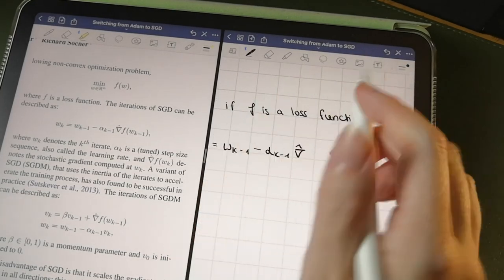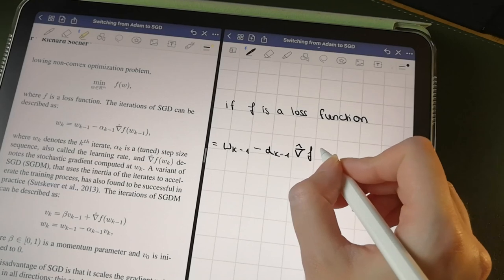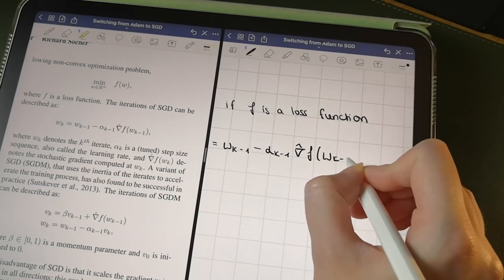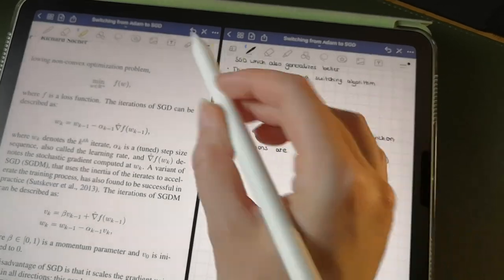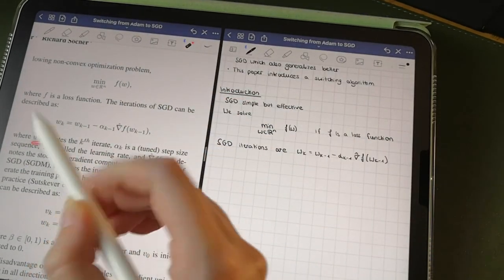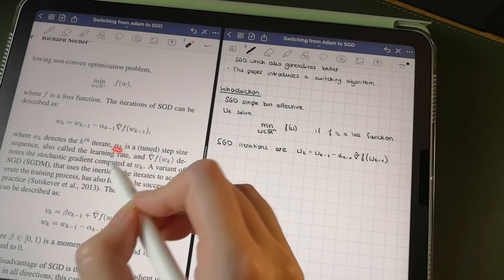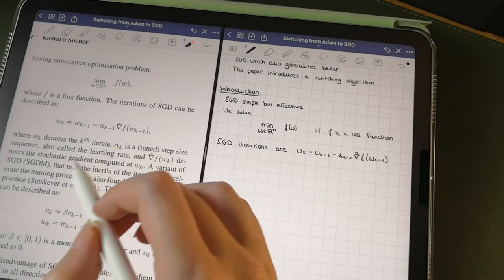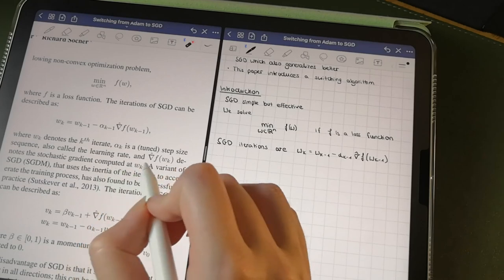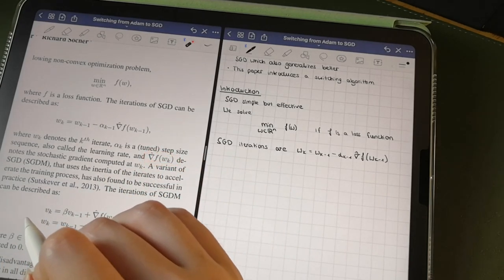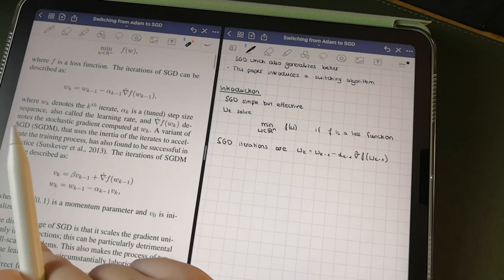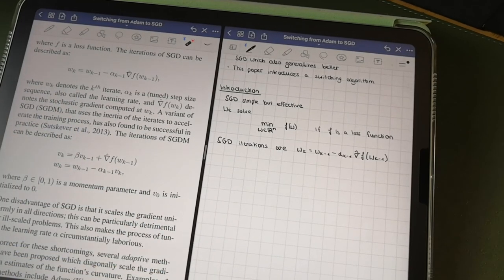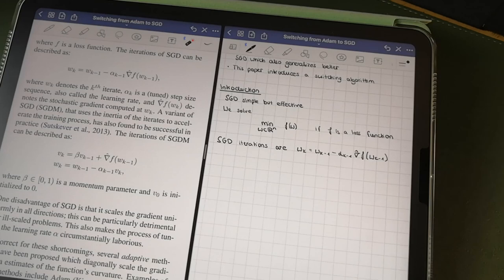I don't know why the gradient has a hat, but okay. Times the gradient of the loss function at this previous weight. Okay. And it then says w_k is the kth iterate and alpha_k is the step size sequence, also called the learning rate. And this term denotes the stochastic gradient computed at w_k. Still don't know why it has a hat, but okay. A variant of SGD, SGDM, that uses the inertia of the iterates to accelerate the training process, is also found to be successful in practice.